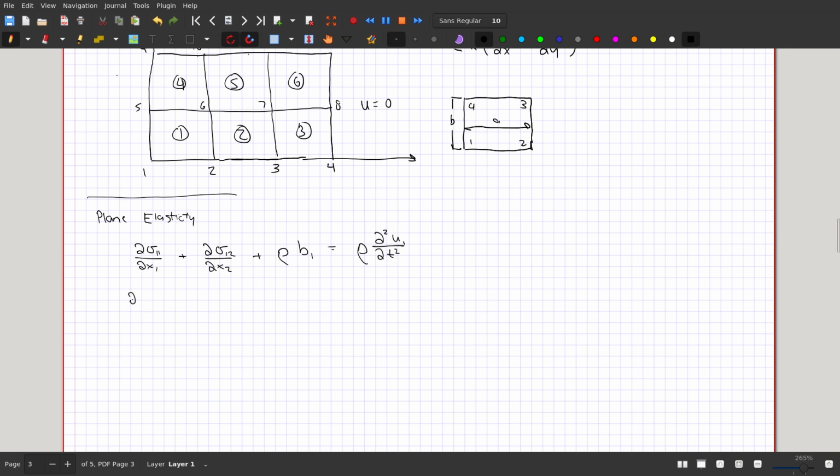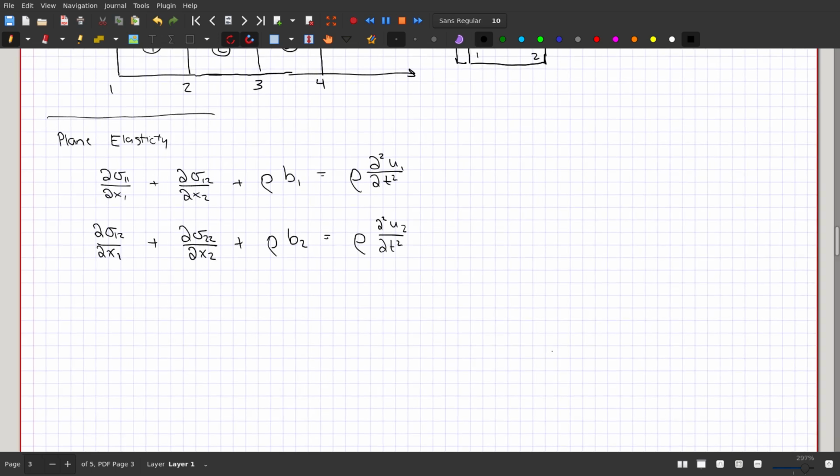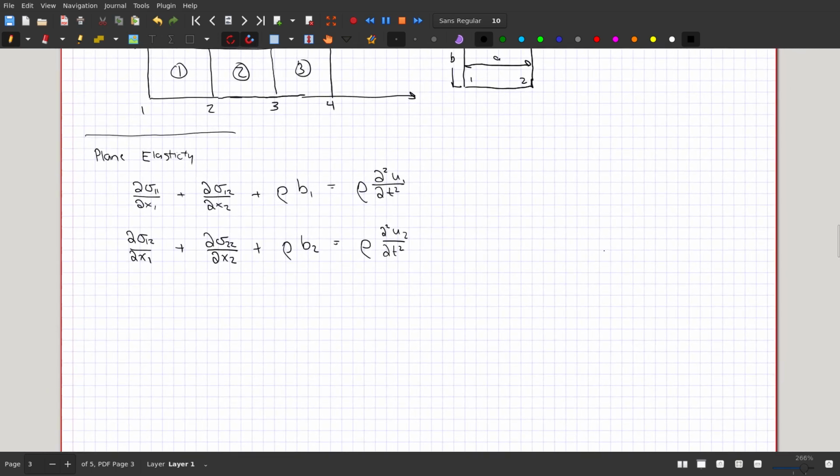That's one equation. That's 2 equations, right? It's just F equals MA. And we're only working in 2 dimensions here. So there's no third equation, but if you were in 3 dimensions, there would be a third equation, and you'd have an additional partial of the stress with respect to x3 in all the equations.